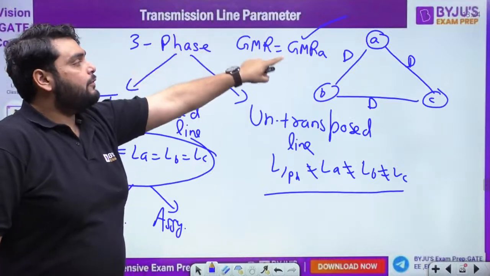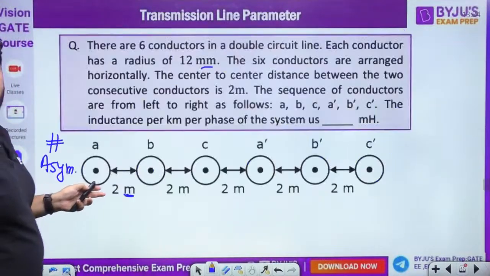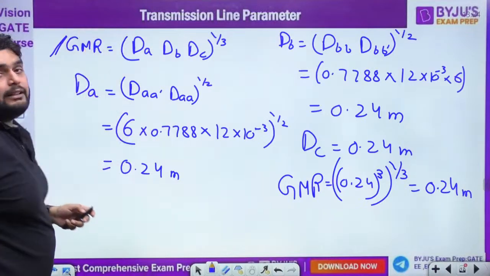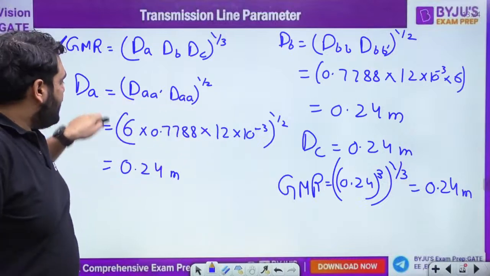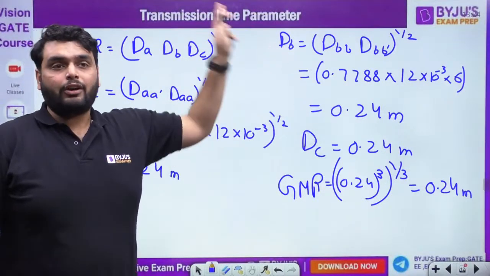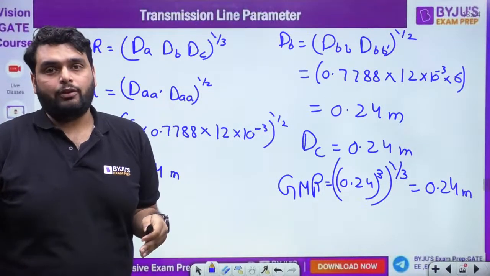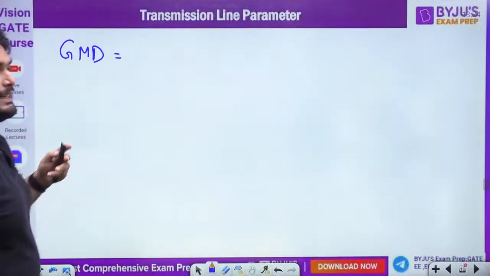Okay, and then you can find out GMD also. But when you have an asymmetrical configuration like this, in this question, you have to write down the GMR in this manner. Because of the values that I have given here, you have equal DA, DB, DC here, but in examination, they can be different. Okay, that is very important, what is happening in symmetrical and what is happening in asymmetrical, okay? That's very important.